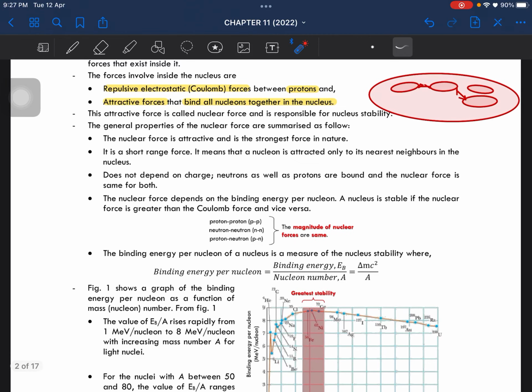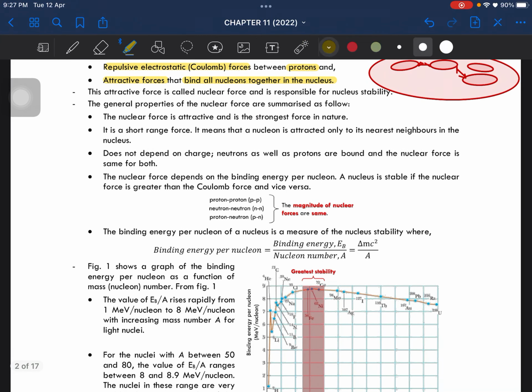The general properties of the nuclear force are: it is an attractive force and is the strongest force in nature. It is a short range force, so a nucleon will only be attracted to its nearest neighbours in the nucleus. And it does not depend on charge, neutrons as well as protons. They are all the same for both.